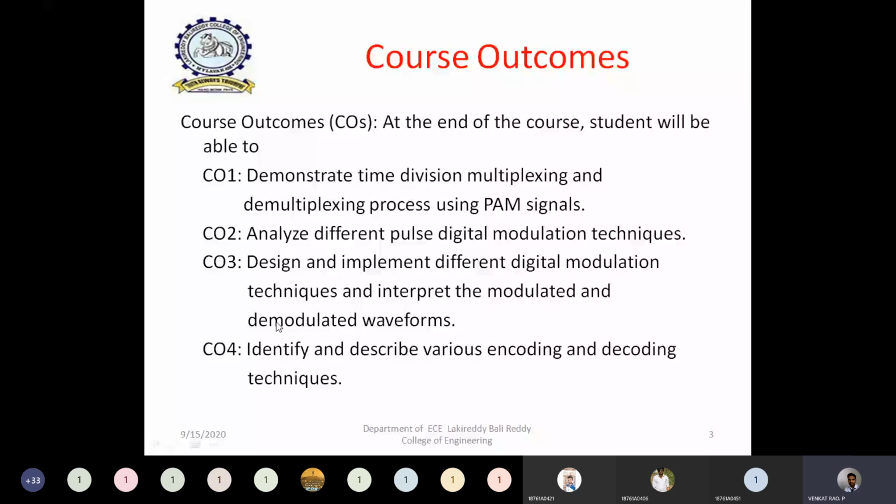That means after the end of the course, you are able to demonstrate the time division multiplexing and demultiplexing process using PAM signals, and analyze different pulse digital modulation techniques. You are able to design and implement different modulation techniques and interpret the modulated and demodulated waveforms. Similarly, at the end of the course, you should also identify and describe various encoding and decoding techniques.